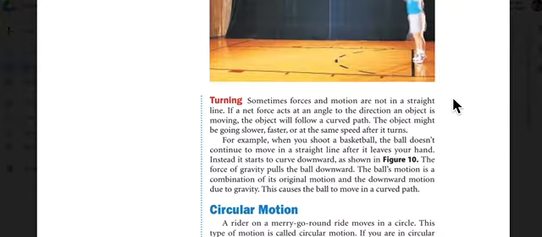Turning. Sometimes force and motion are not in a straight line. If the net force acts on an angle to the direction an object is moving, the object will follow a curved path. The object might be going slower, faster, or at the same speed after it turns. For example, when you shoot a basketball, the ball doesn't continue to move in a straight line after it leaves your hand. Instead, it starts to curve downward, as shown in figure 10. The force of gravity pulls the ball downward. The ball's motion is a combination of its original motion and the downward motion due to gravity. This causes the ball to move in a curved path.